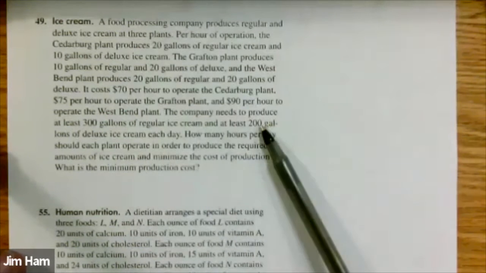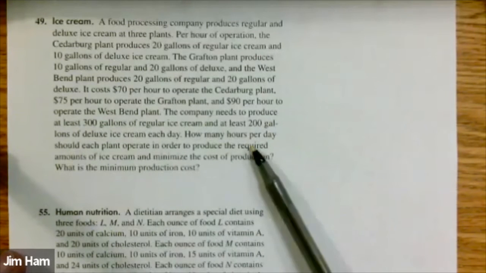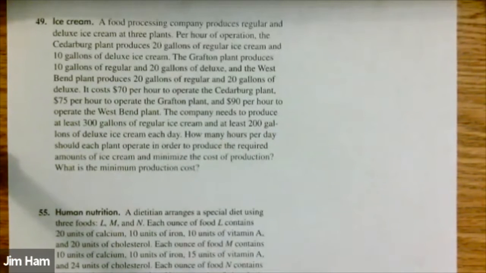30 gallons of regular, 20 gallons of deluxe. And then the question says, how many hours per day should each plant operate in order to produce the required amount of ice cream and minimize the production costs? And then what is the minimum cost?